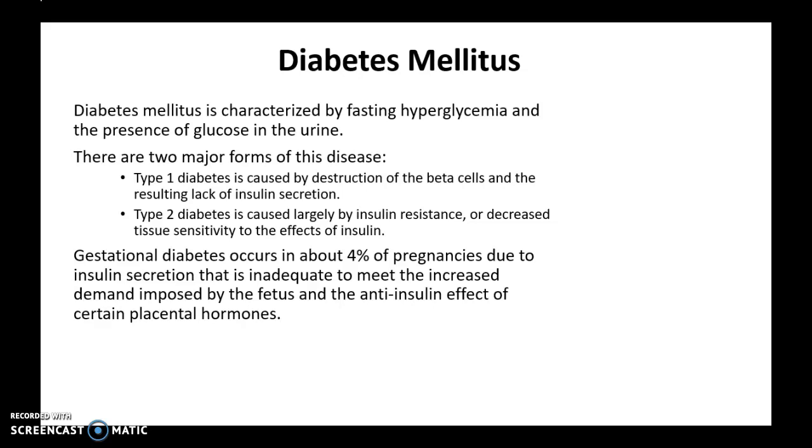And this happens because the insulin that is secreted by the mother is not enough to meet the increased demand imposed by the fetus and the anti-insulin effect of certain placental hormones. Pregnant women who do not develop gestational diabetes have a sufficiently increased insulin secretion, probably due to the proliferation of beta cells in the islets.